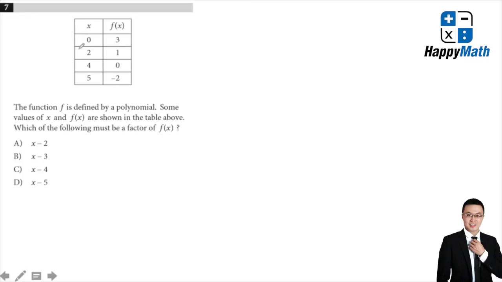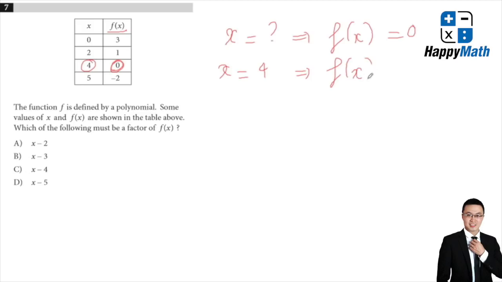We have a column of x and a column of f(x). The function f is defined by a polynomial, with some values of x shown in the table above. Which of the following must be a factor of f(x)? A factor of f(x) means you have to find the value of x where f(x) equals 0. I see that f(x) in this column equals 0 at the position corresponding to x equal to 4. So x equal to 4 gives f(x) equal to 0.